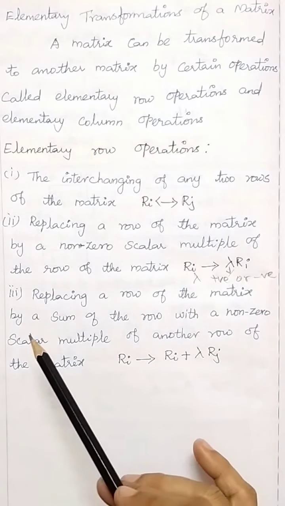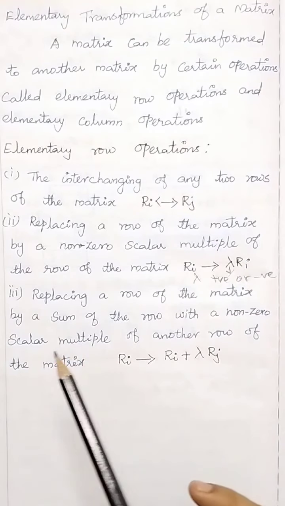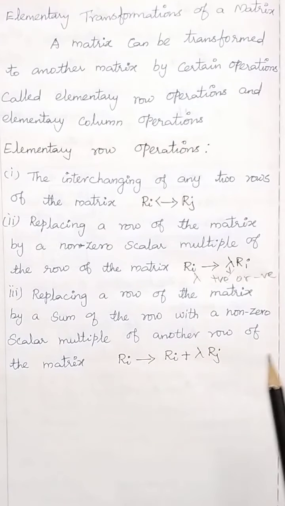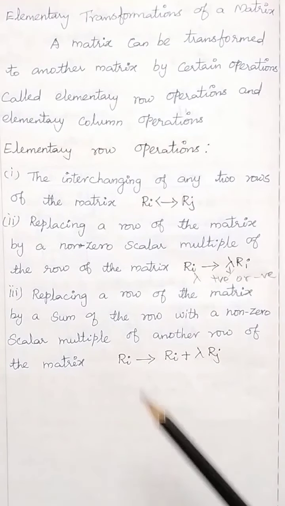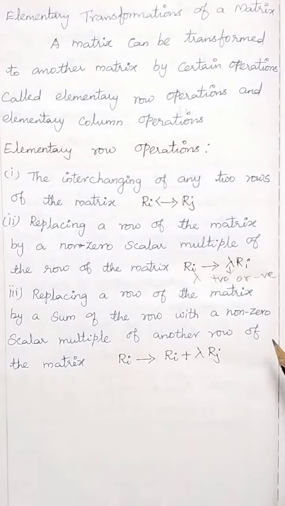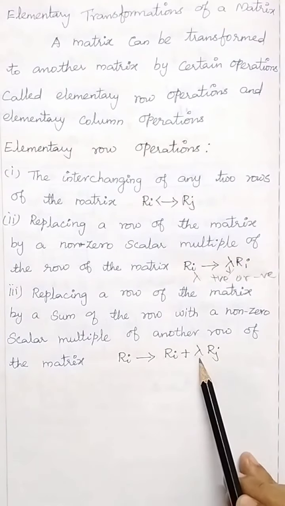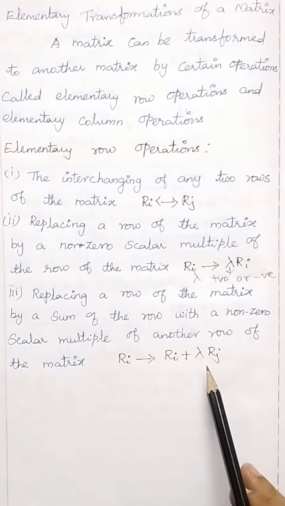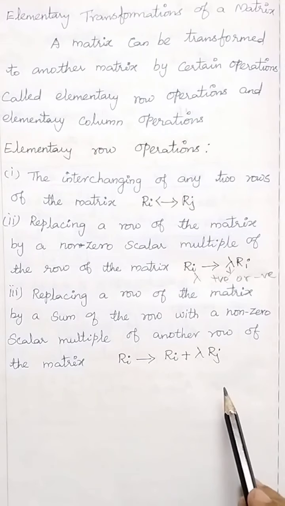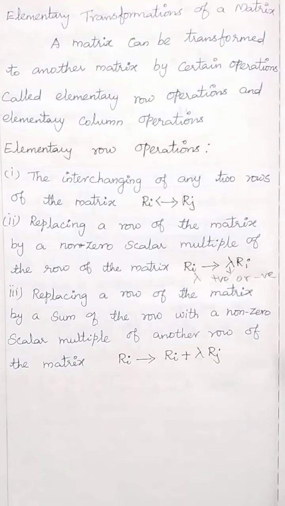Then our third operation is replacing a row of the matrix by a sum of the row with a non-zero scalar multiple of another row of the matrix. Here we are considering two rows Ri and Rj. This Ri changed to Ri plus lambda into Rj. Here lambda is also a non-zero scalar. So this lambda value is positive or negative. Okay, do you understand? These three operations are called elementary row operations.